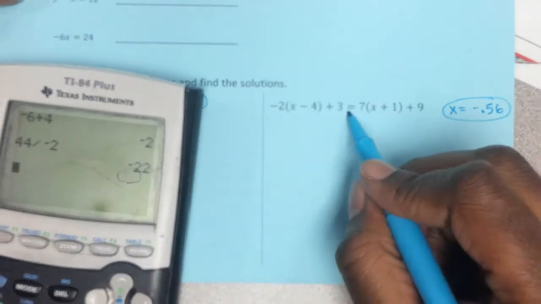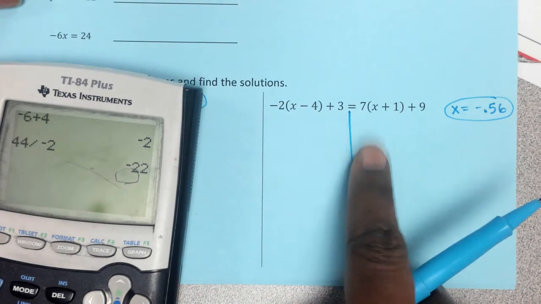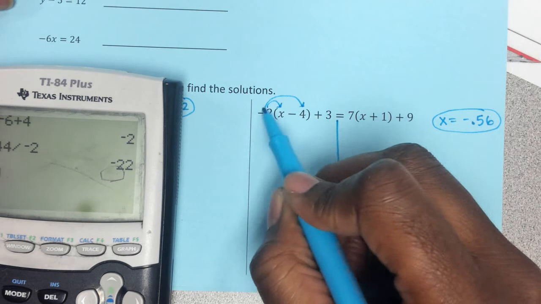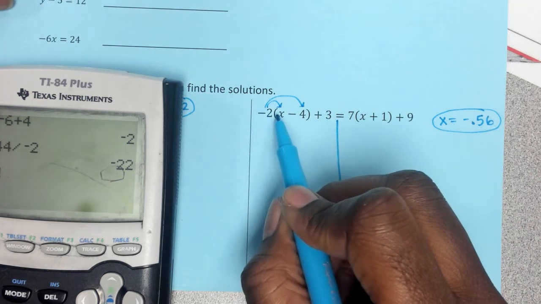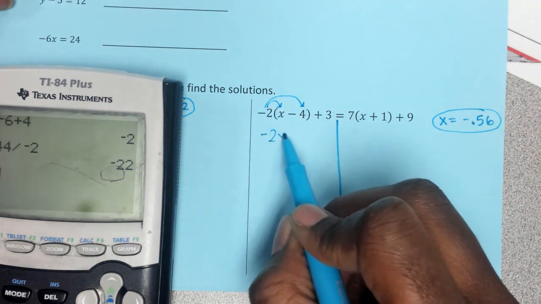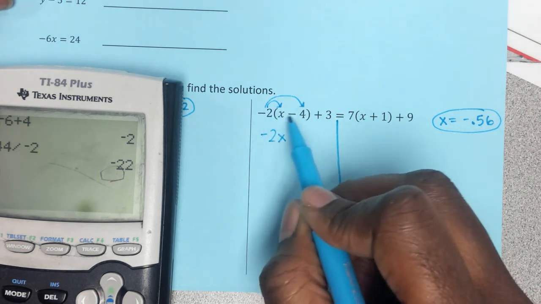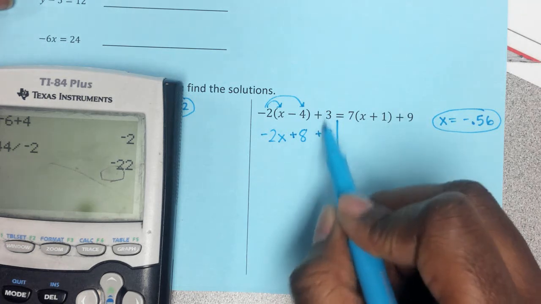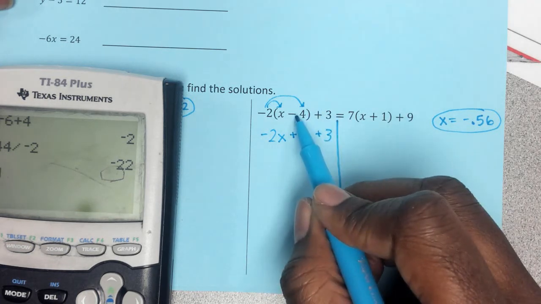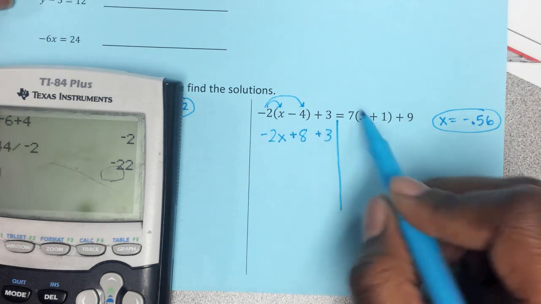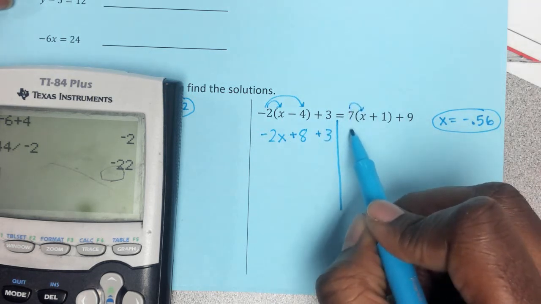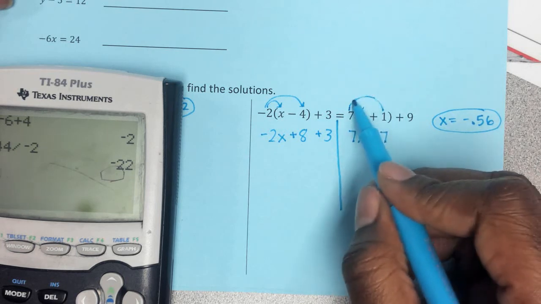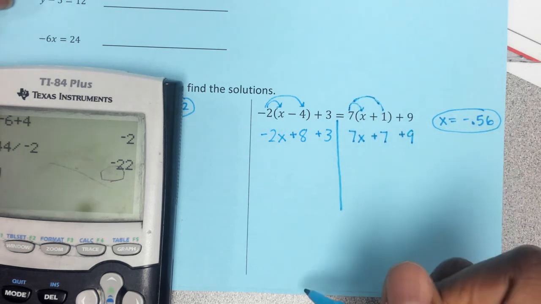Over here, you'll notice there are parentheses. You're going to see quite a few of them tomorrow that have the parentheses. The parentheses mean we need to be multiplying. Negative 2 times 1, x. That's negative 2x. Then negative 2 times a negative 4 is a positive 8. This 3 will just stay right there. It's not in the parentheses, so do not try to do anything. Just bring it down. This is 7 times 1x, which is 7x. Then 7 times 1 is 7. And then the plus 9 will just stay there.